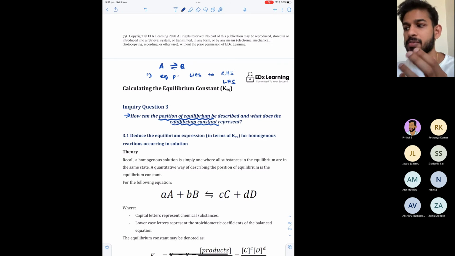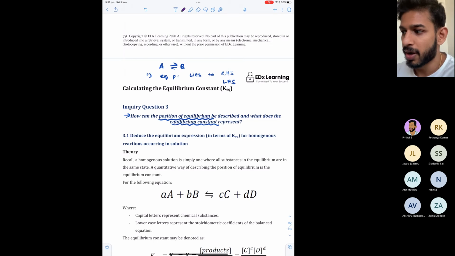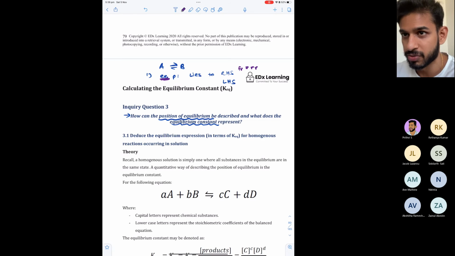So let me tell you what it means when we say equilibrium position lies to the right, and what it means when it lies to the left. When equilibrium position lies to the right, the first most important thing is, since it is an equilibrium position, the forward reaction rate is equal to the reverse reaction rate.